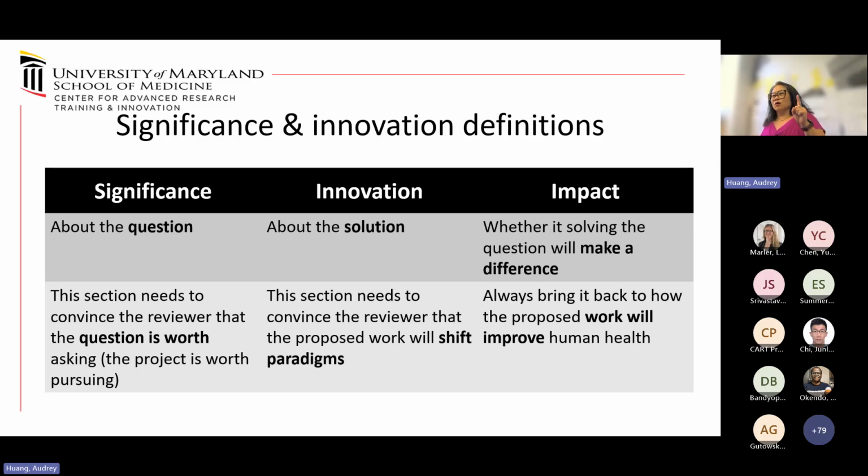Impact is whether or not it's going to make a difference, again, for NIH, for human health. If you're writing for a foundation, you should also stress impact as it relates to the mission of the foundation. So this is just a chart.